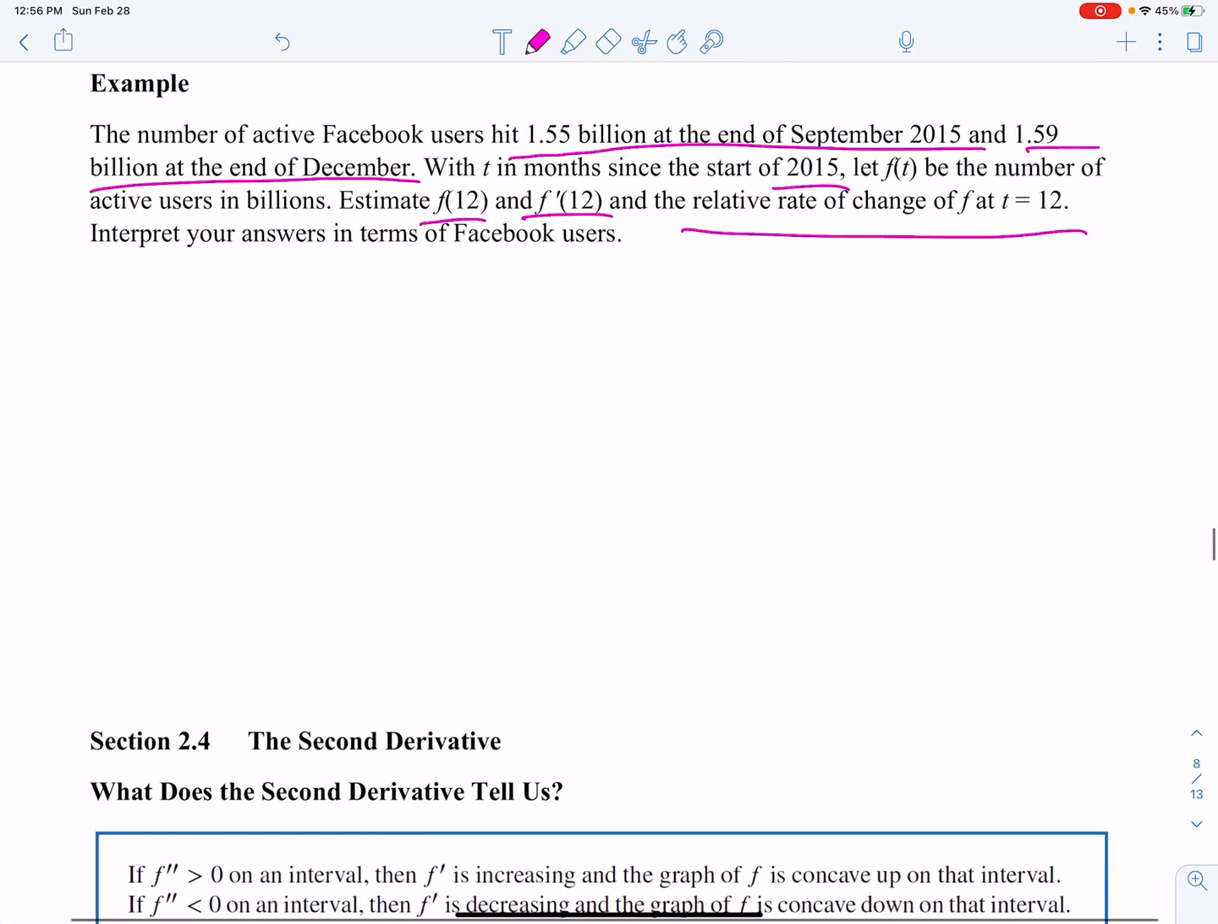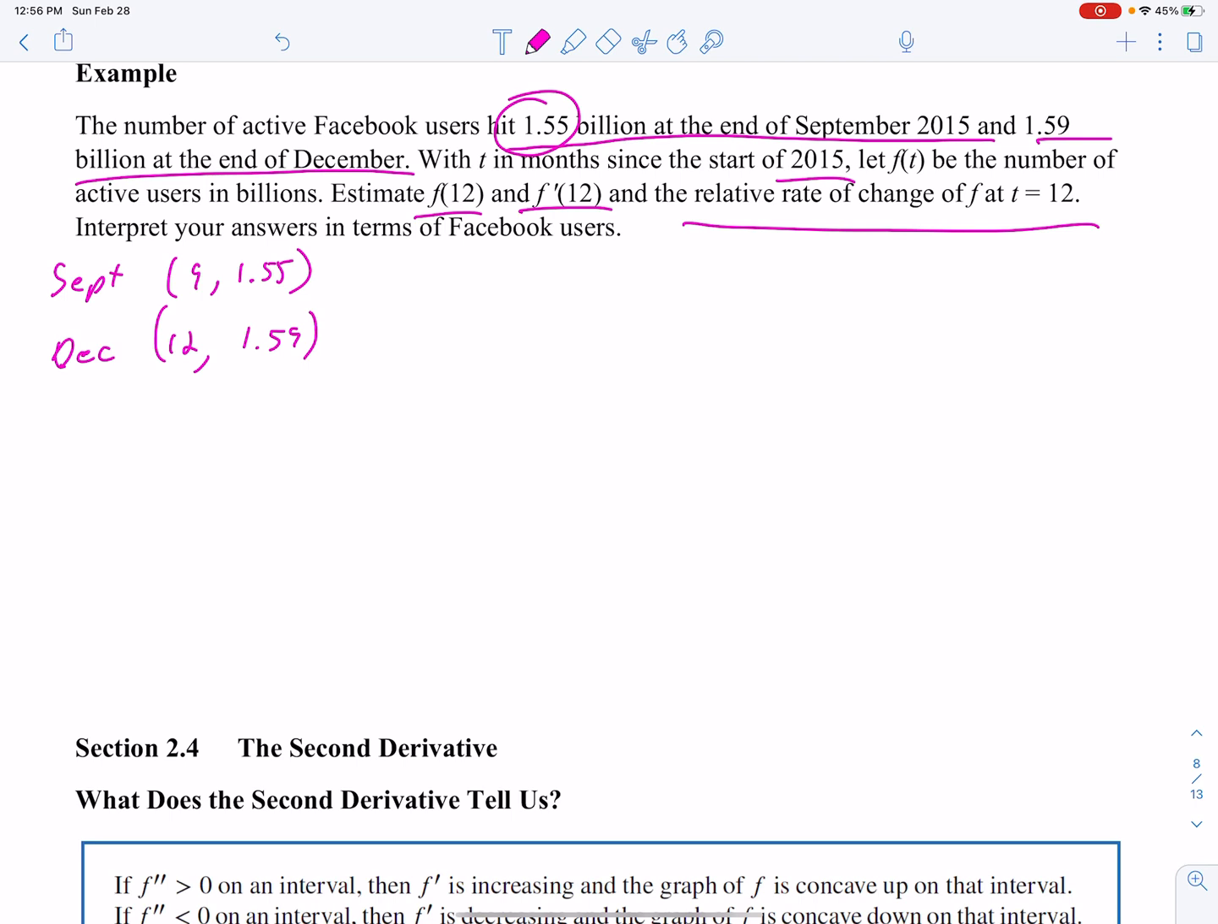All right, let's write out our coordinate points here. September, the coordinate point is going to be 9, 1.55, because September is the 9th month, and they said 1.55 billion. And then December is 12, 1.59. December is the 12th month, 1.59 billion. So what this point actually interprets to is f of 12 equals 1.59. Okay, so we got that.